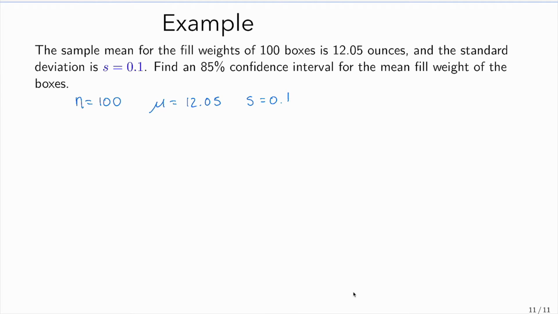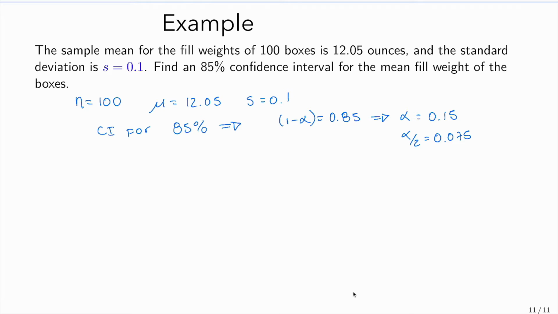So we need to find the confidence interval for 85%. So that means that 1 minus alpha is equal to 0.85, and therefore alpha is equal to 0.15, and consequently alpha over 2 is equal to 0.075.